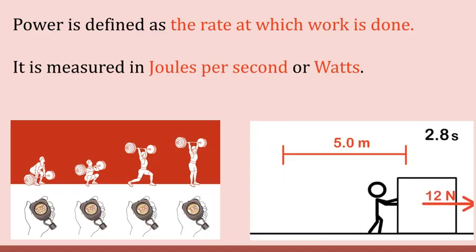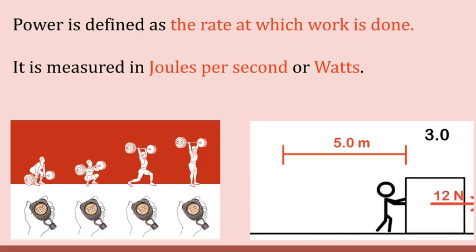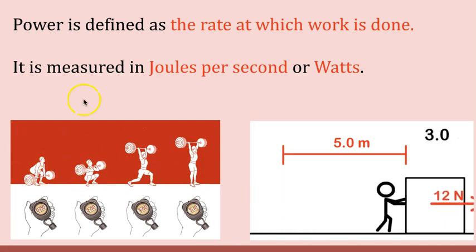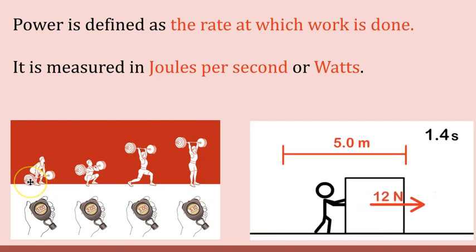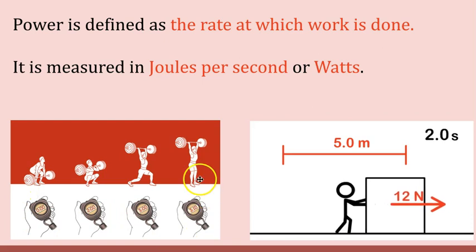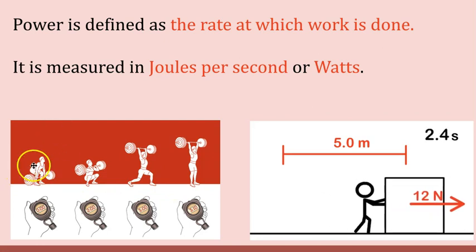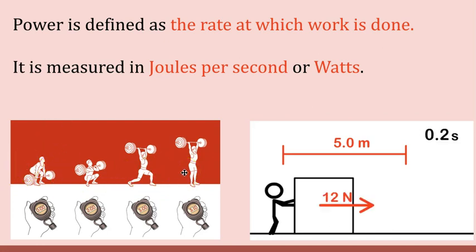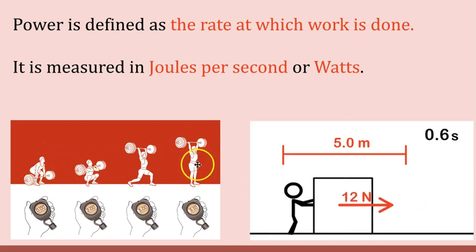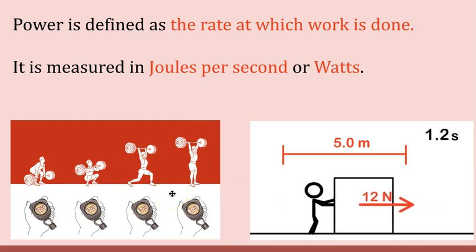So let's define power. Power is defined as the rate at which work is done. And it's measured in joules per second, or watts. So we can see a representation of power here. We have a weightlifter lifting a certain amount of weight above their head in a certain amount of time. So if work is a force times a distance, power is that force times a distance divided by time. Basically, how fast can you get the work done? If someone lifts this weight in 3 seconds, they have more power than someone who took 10 seconds to lift it.